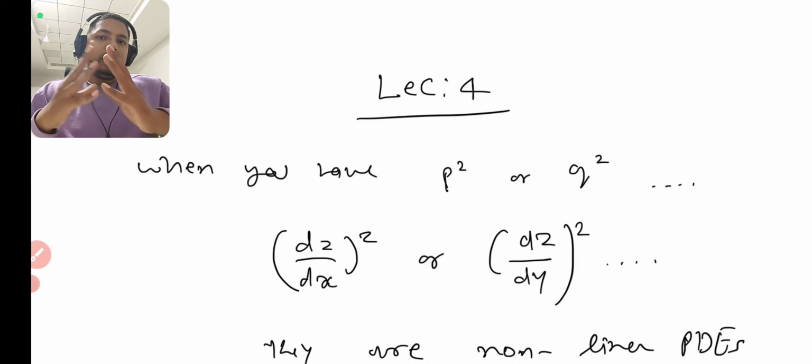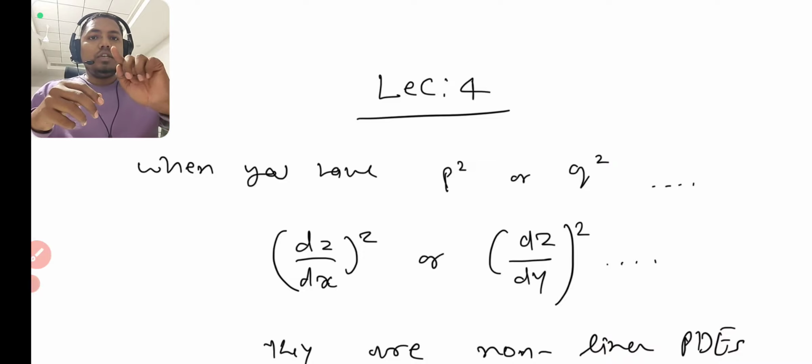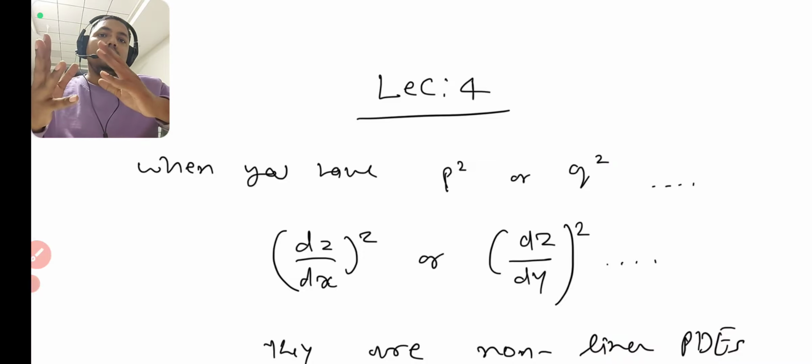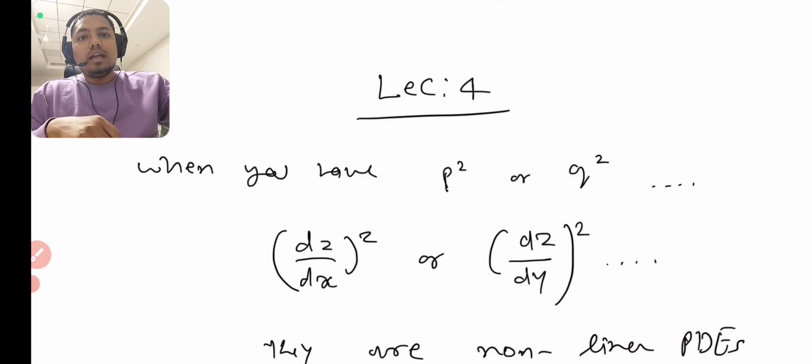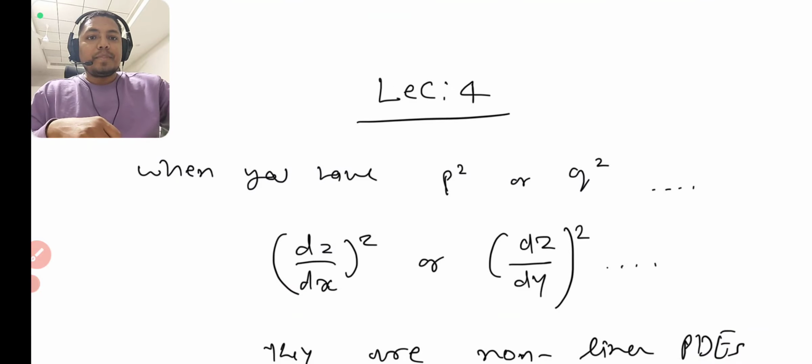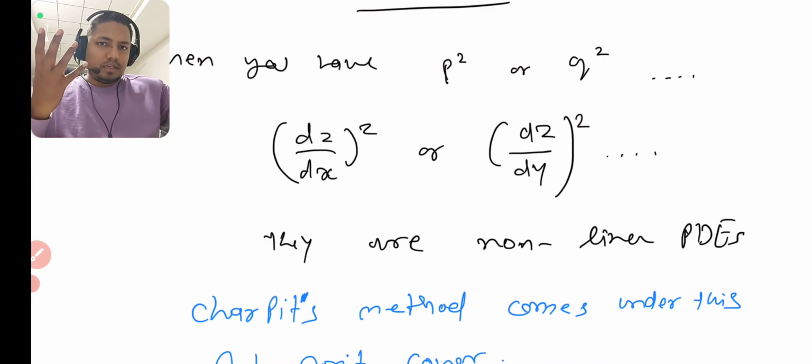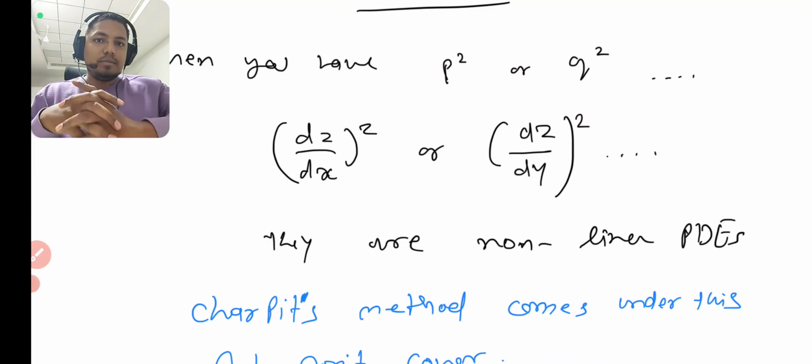In the same way in PDE, whenever you see p into p, that is p square, or p into q, p cube, or q cube, q square, these terms will make your PDE non-linear. Here I have written when you have p square or q square or something, because we have a total of 5 terms, right? P, Q, R, S, T.